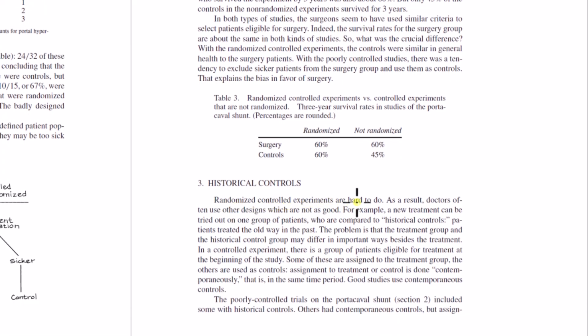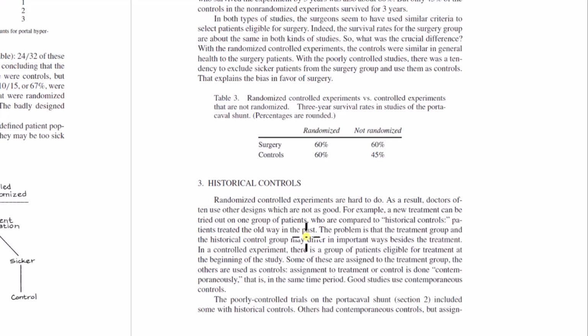Randomized controlled experiments are hard to do. As a result, doctors often use other designs which are not as good. For example, a new treatment can be tried out on one group of patients who are compared to historical controls, patients treated the old way in the past, right? You see how that works? It's kind of like the polio vaccine.